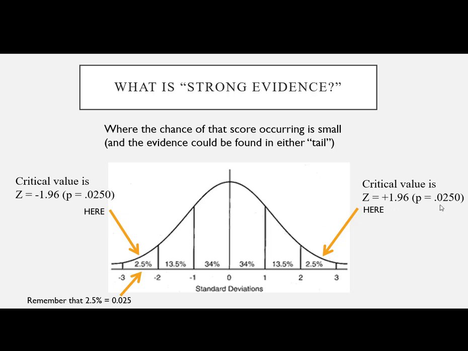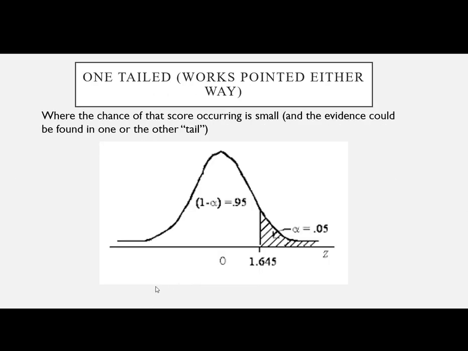So the critical value to make 2.5% here and 2.5% here, totaling 5%, where 95% is left in the hump of the normal curve, actually doesn't happen at plus or minus 2 standard deviations. It does if we round, but being very specific, it's plus or minus 1.96. So that's 0.025, and if you add 0.025 and 0.025, you get 5%. So we can have a one-tailed test like I showed you before, where the chance of the score occurring is small and the evidence could be found in either one or the other tail.